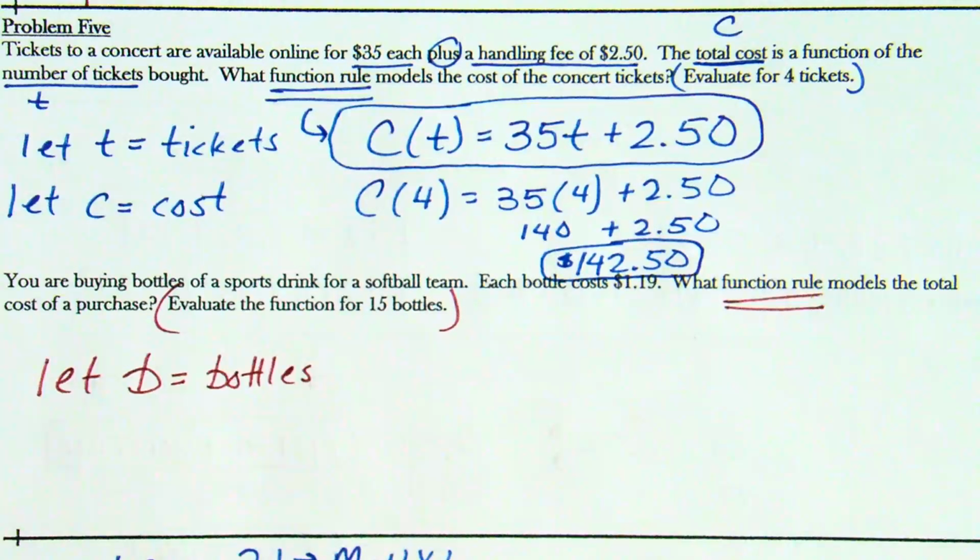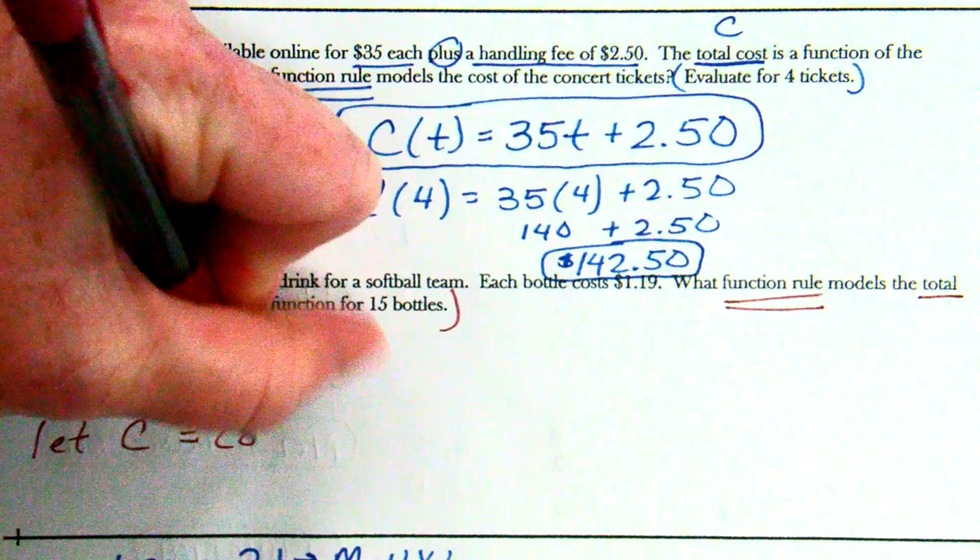Just learn in math, be careful how you make your B's so they don't start looking like 6s. I know my B's and 6s tend to look alike if I don't. I'm specific about how I make my B's here so they don't. What else do I need a variable for? Yeah, the number, because it's what function rule models the total cost. So I'm going to say let C equal the total cost.